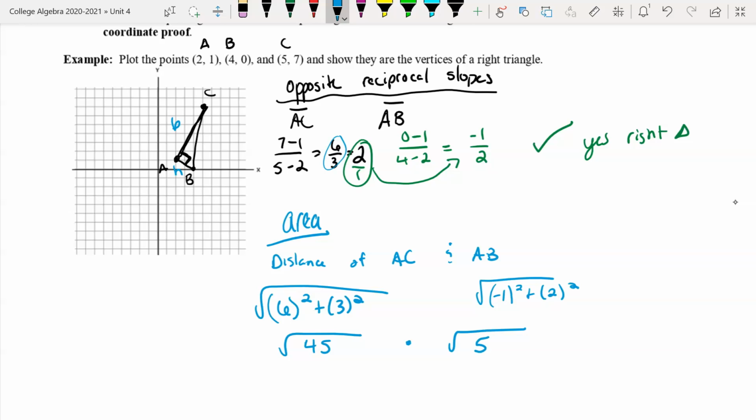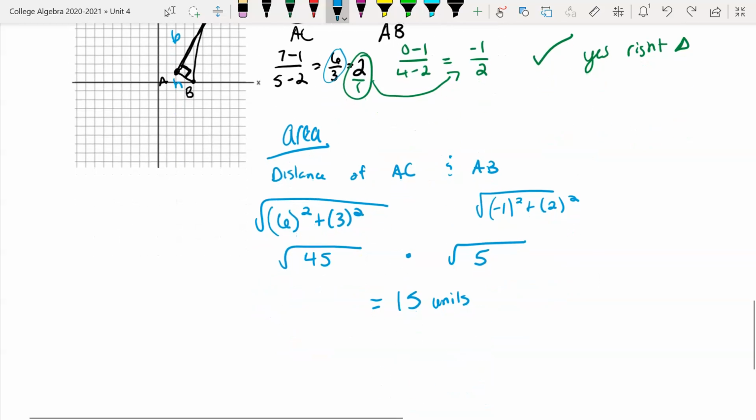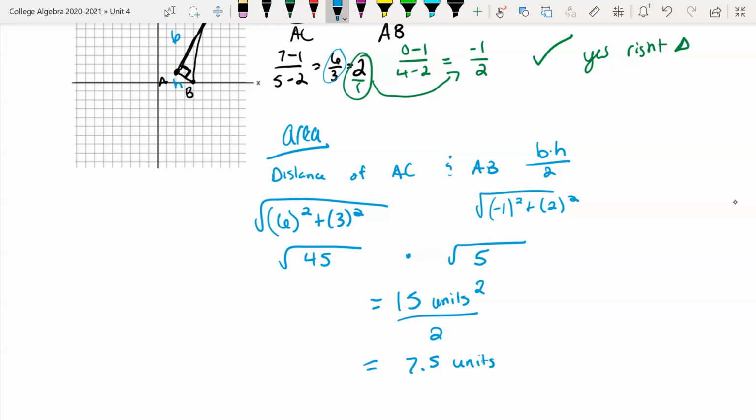Square root of 45 times the square root of 5. And you should get 15 units squared as your answer. And that's how you find the area. Take base times height, right? And then don't forget, you're going to have to divide it by 2. So it's base times height divided by 2. So I need to divide this by 2, and I get 7.5 units squared.